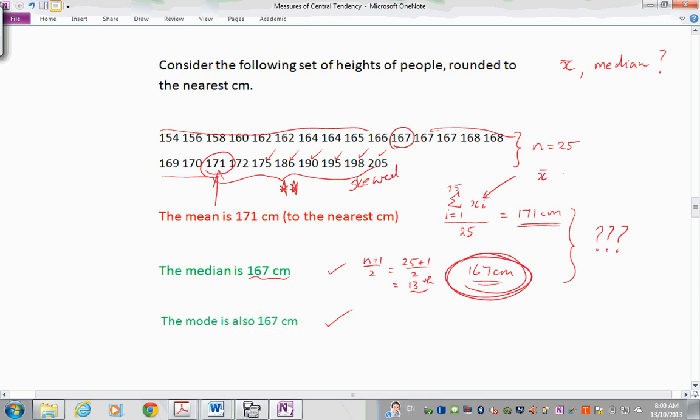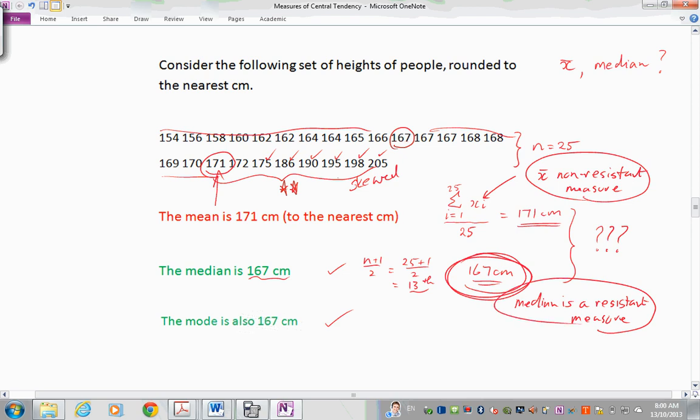The X bar is a non-resistant measure of the centre. It doesn't resist the effect of those skewed scores, so it's prone to coming a bit high or a bit low there. Whereas the median is a resistant measure of centre. It's resisting the effect of that skewness. Why? Because it actually doesn't take account of the size of the scores. It just takes account of the number of them. So the number of scores here. So it's resisting being dragged up or down by that skewness.